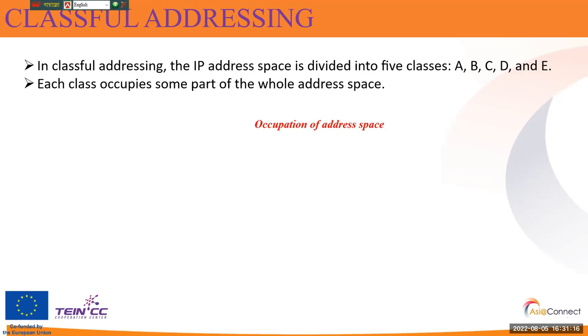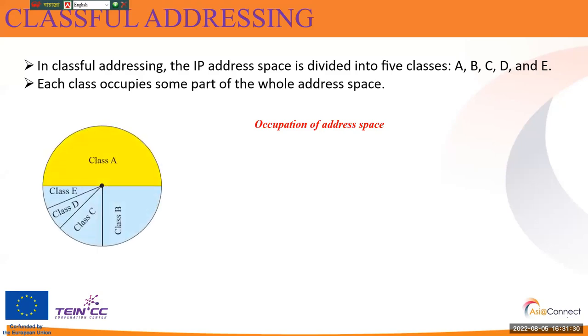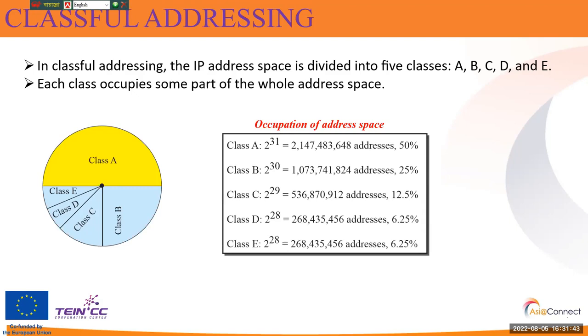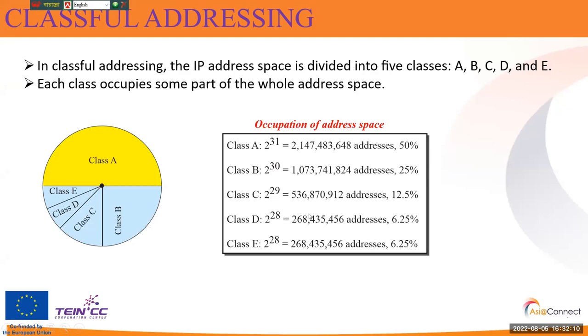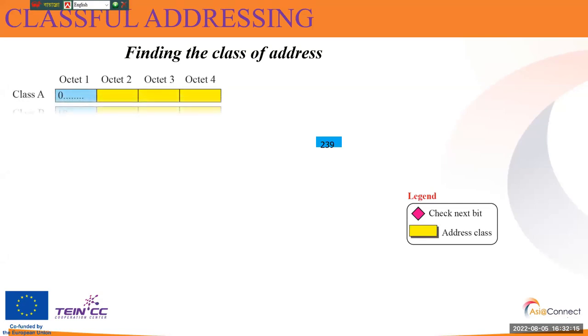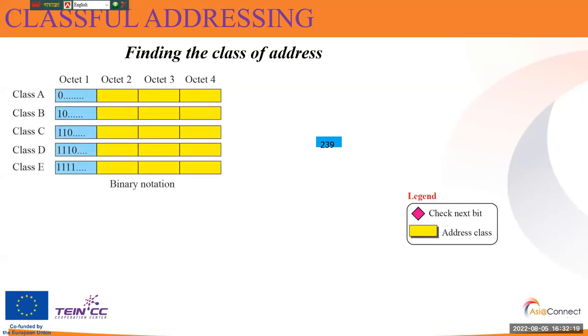In classful addressing, the IPv4 address is divided into five classes, A, B, C, D, and E. Each class occupies some part of the whole address space. If this is the full circle, 100%, this full circle is divided into five classes, and each class has a specific address space. This is the occupation of address space, that means how many hosts can connect in a class. So the researchers introduced a way to find out the class of an address, which one is class A, which one is class B, and which would be class D or E.